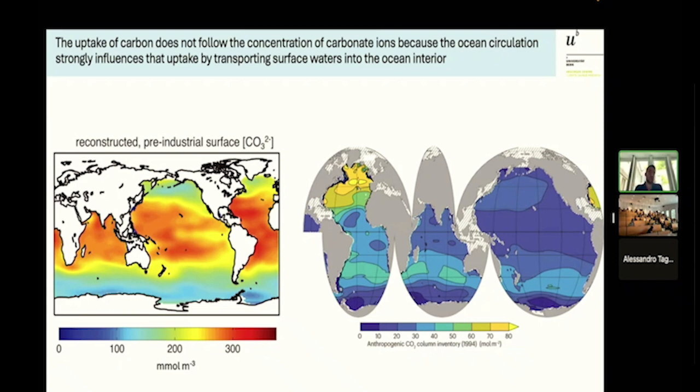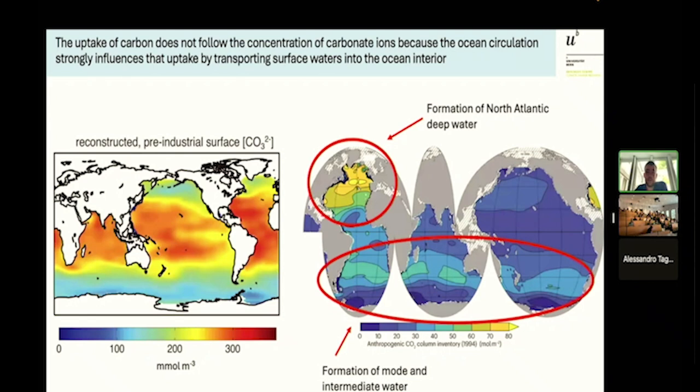So this was just a very brief excursion into how the carbon uptake works and what is behind it. Something that I should probably have done yesterday, but better late than never, I guess. And these are the formation zones of North Atlantic deep water. That's why the storage of carbon is high here, and this is the formation of mode and intermediate water in the Southern Ocean, where we then see these large bands of carbon storage.